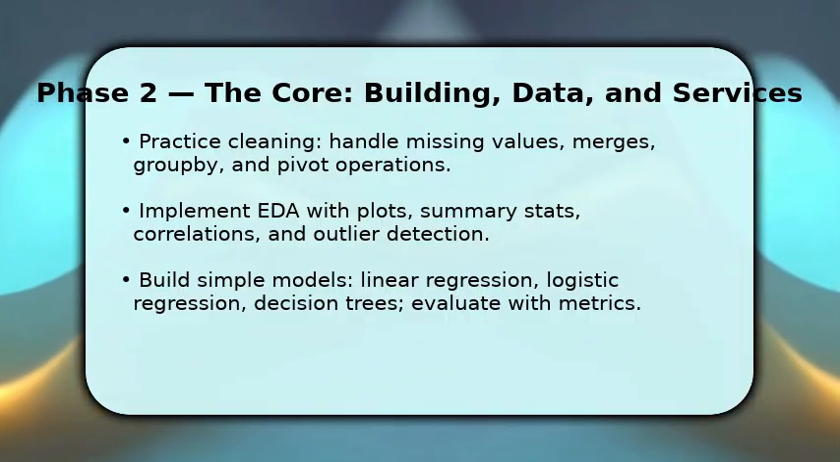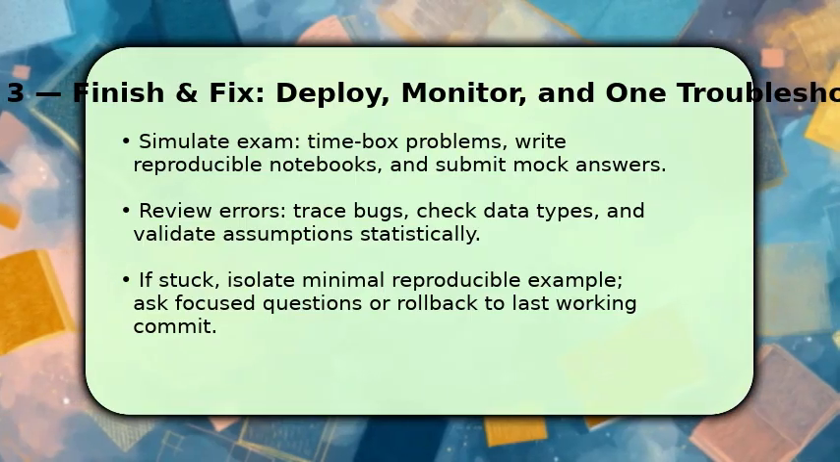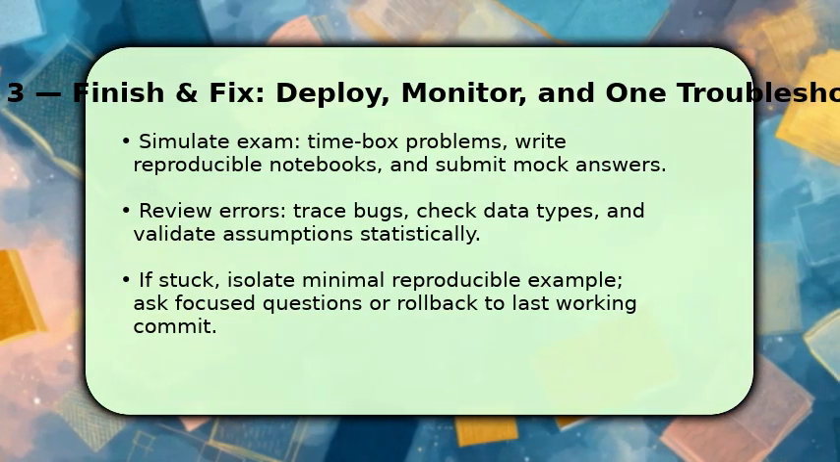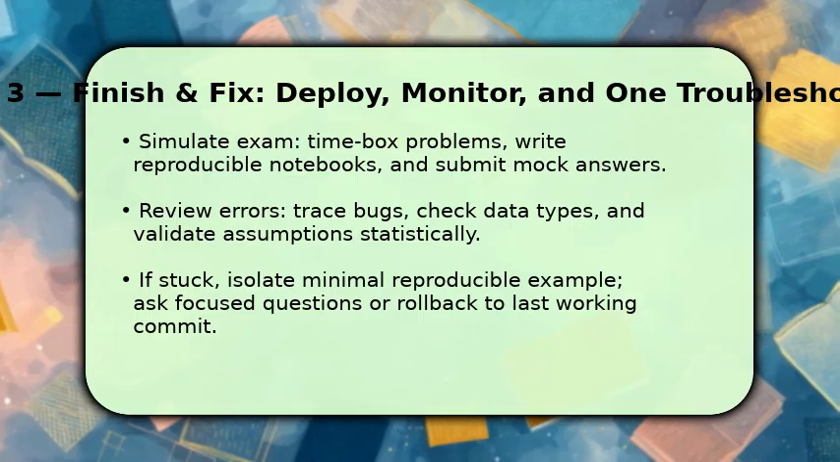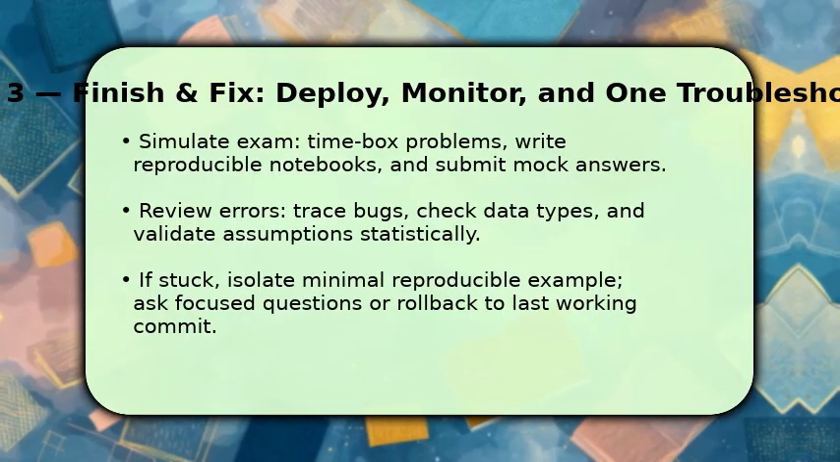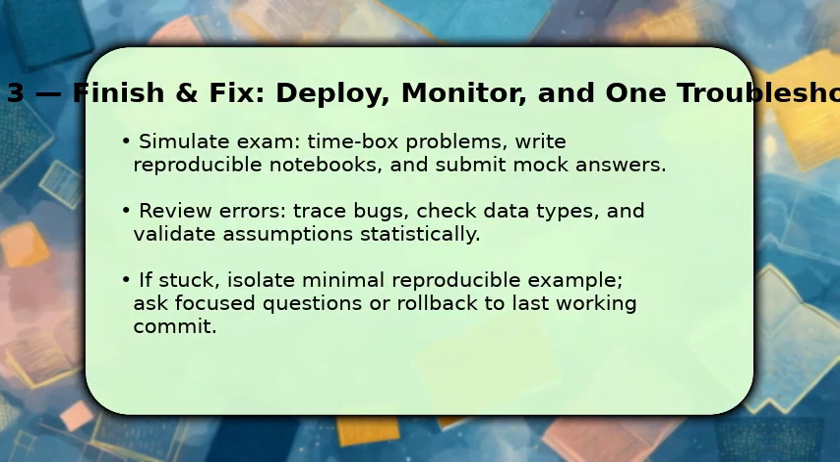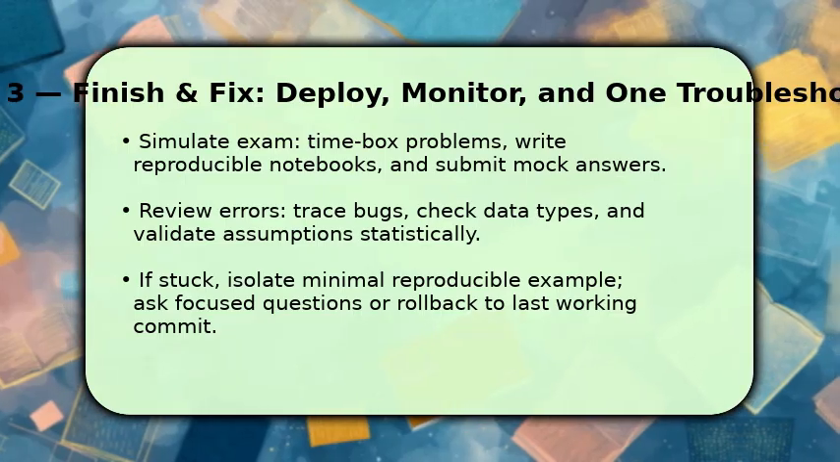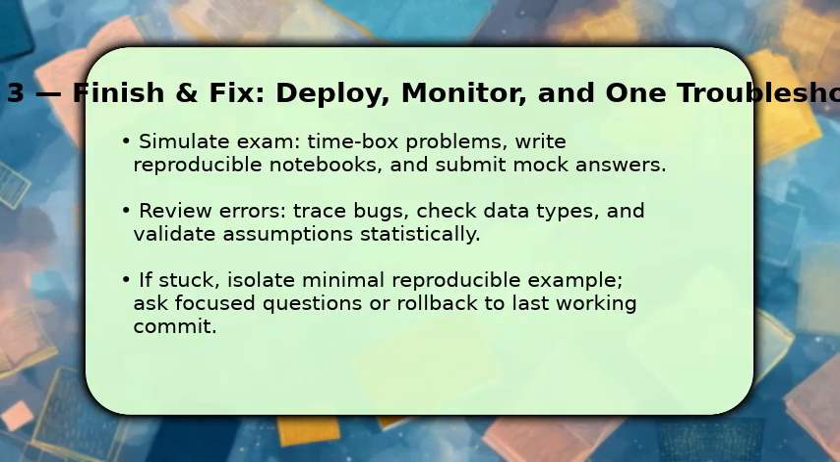clear steps and comments. Once complete, review mistakes by tracing code, checking data types, and validating statistical assumptions. This prevents repeated errors. If something breaks, create a minimal reproducible example, simplify until you can identify the issue. This pinpoints the fix quickly.